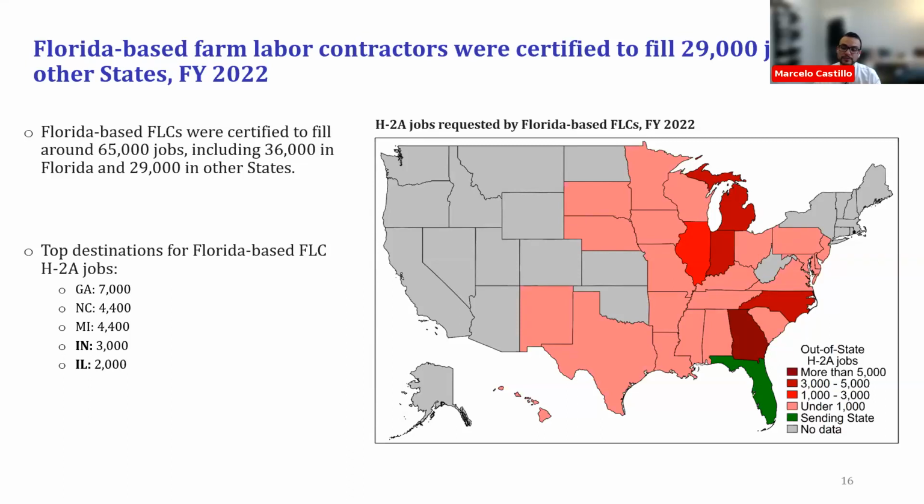The top destinations for Florida FLCs were Georgia with 7,000 jobs, North Carolina and Michigan with around 4,500, Indiana with 3,000, and Illinois with 2,000. As a matter of fact, in Indiana and Illinois, Florida FLCs filled more than half of all the jobs that were requested in those two states.